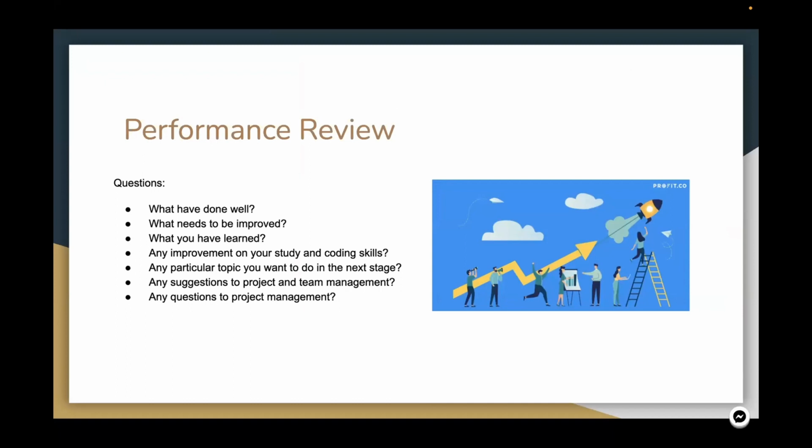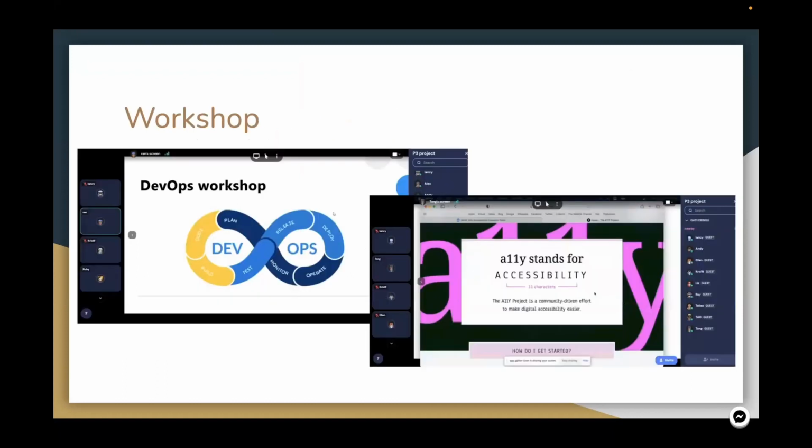Moreover, we have one-on-one performance review meetings at the end of every stage. During the performance review, we review questions like what we have done well and what we've learned during the period of study. As a young and inexperienced product team, we also hold several workshops to help both our developers and DevOps to identify problems. By doing the workshops, we could learn more hands-on skills and have advanced study or give basic ideas of each other's speciality. Now we move to the next session.